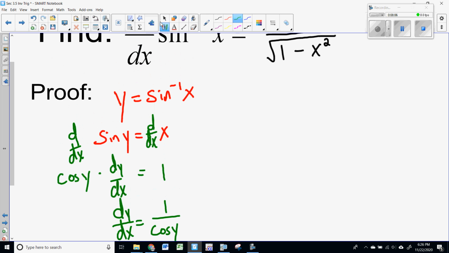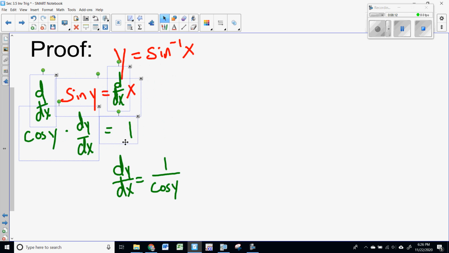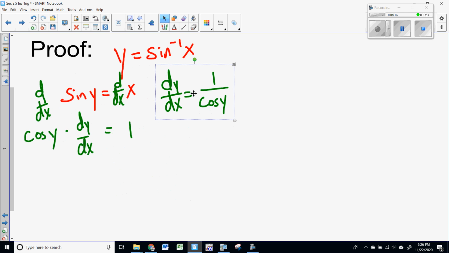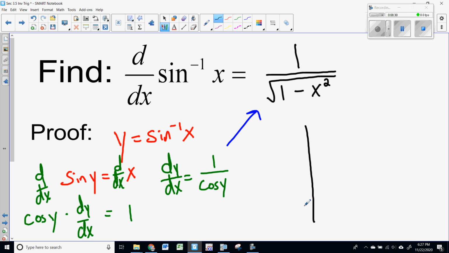But how do we get from 1 over the cosine of y to this radical? How do I get from here to here? Well, let me kind of prove to you how that's going to work. Let's go back and think about our unit circle, and I'm just going to look at the first quadrant.